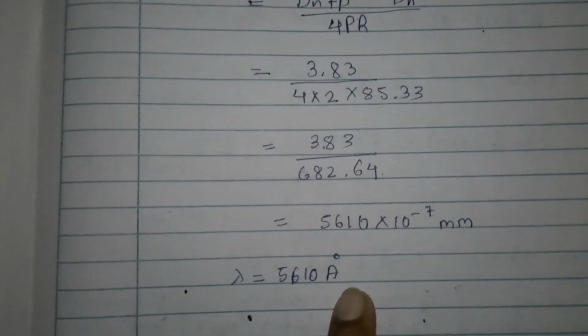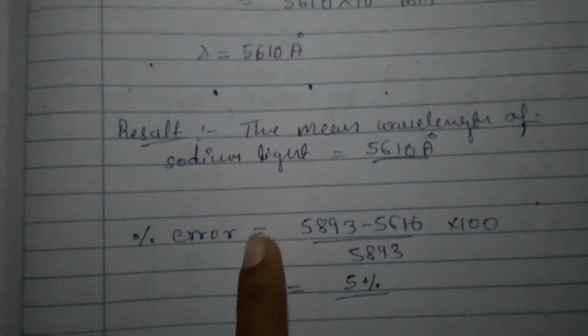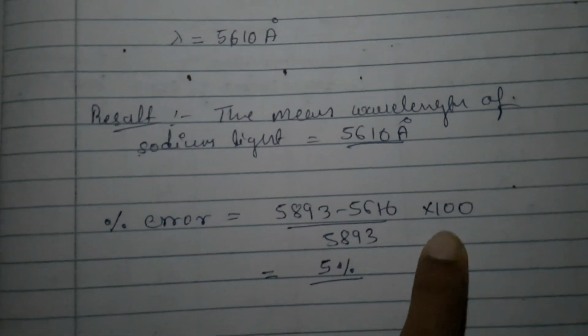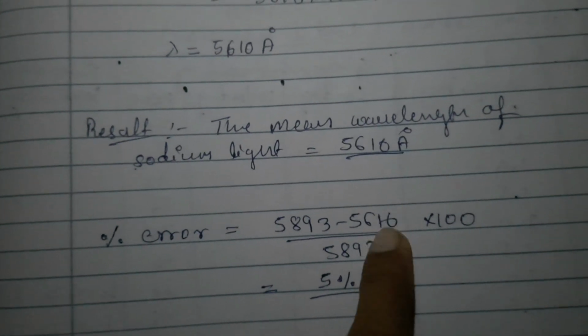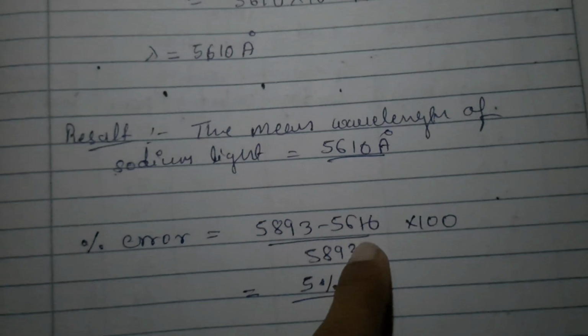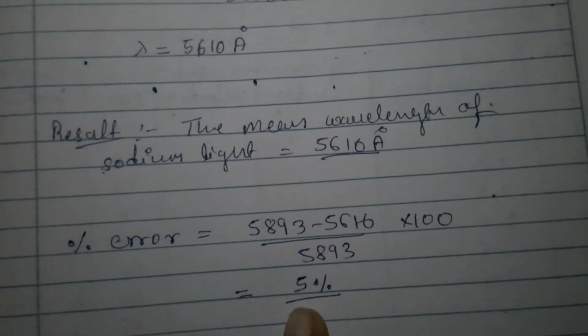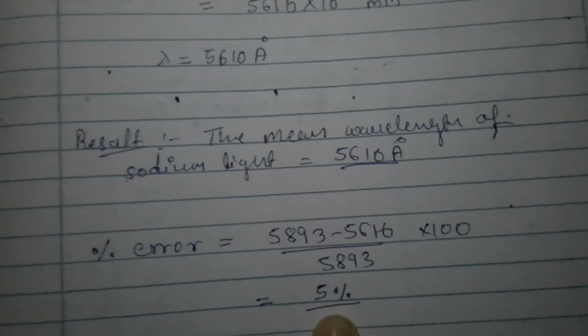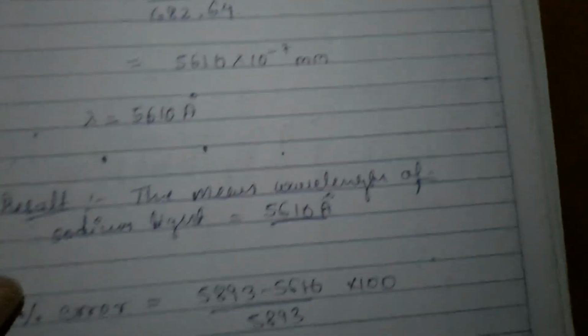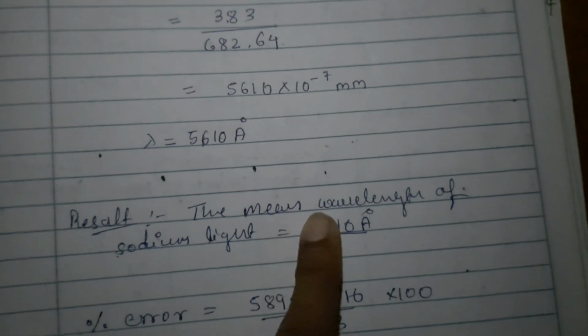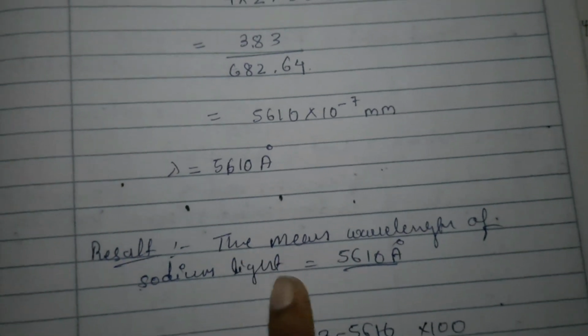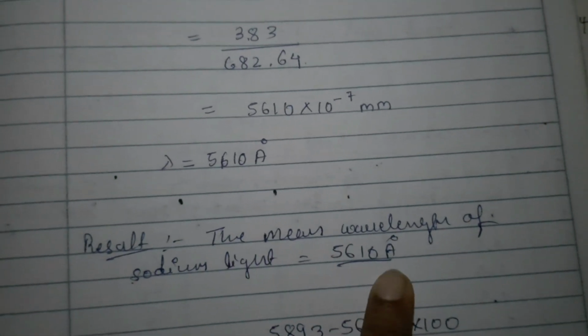5610 angstrom. So the standard value is how much here? 5893. You can calculate the percentage error, that is you need to subtract the experimental value 5610 from the standard value and divide by 5893. You will get an error of about 5% for this wavelength. So that is a good value. You can write the result: the mean wavelength of the sodium light is 5610 angstrom.